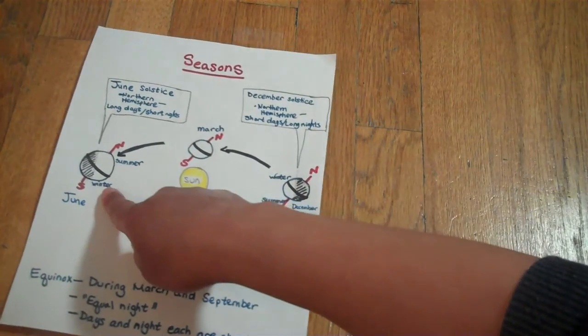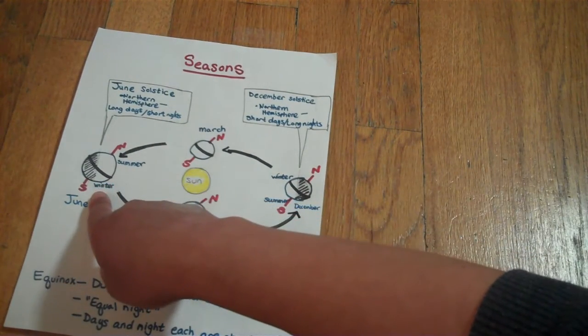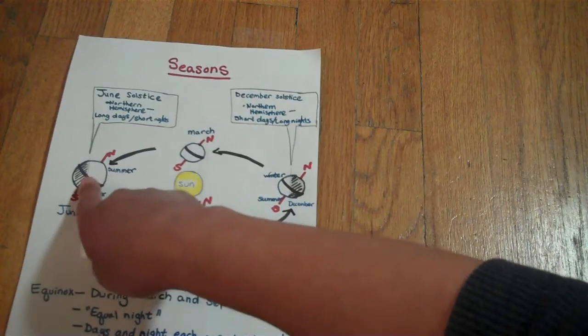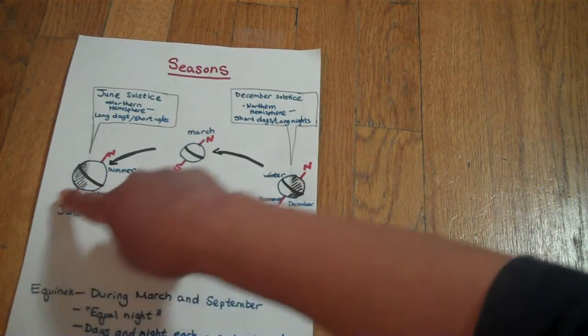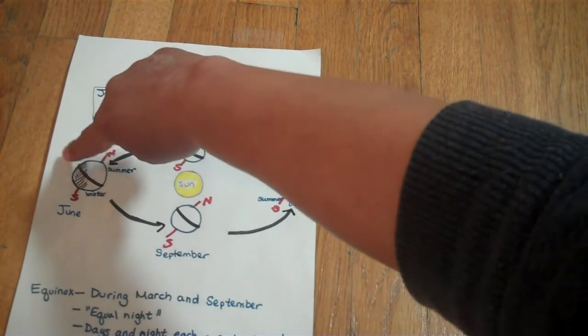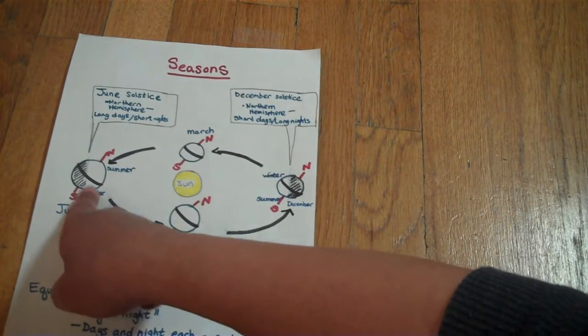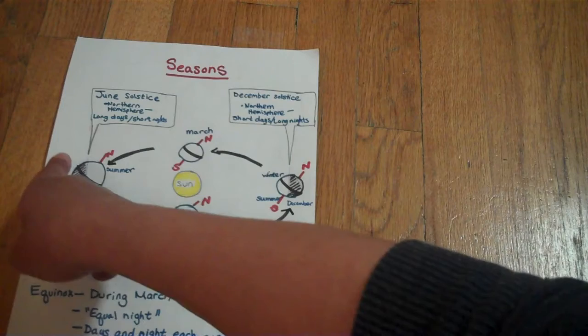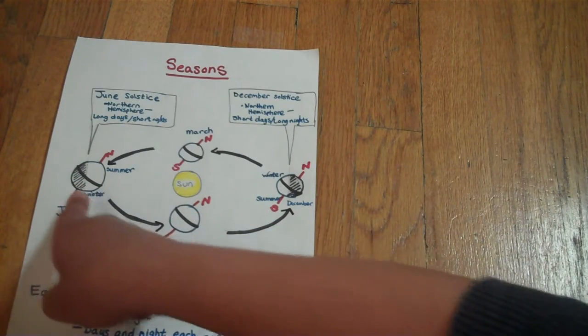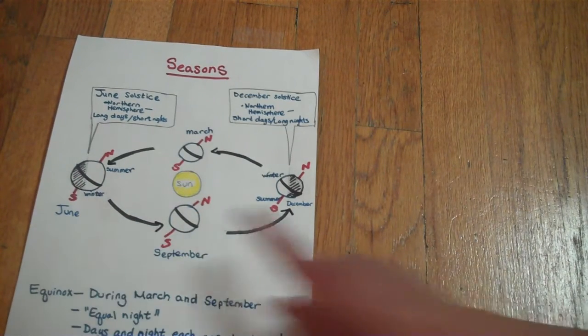The opposite season is happening below. This is called winter. Because the Southern Hemisphere is tilted away from the sun, it has this angle that's opposite. You have a little bit of day and a lot of night. The whole bottom half of the Earth is experiencing winter during the June solstice.